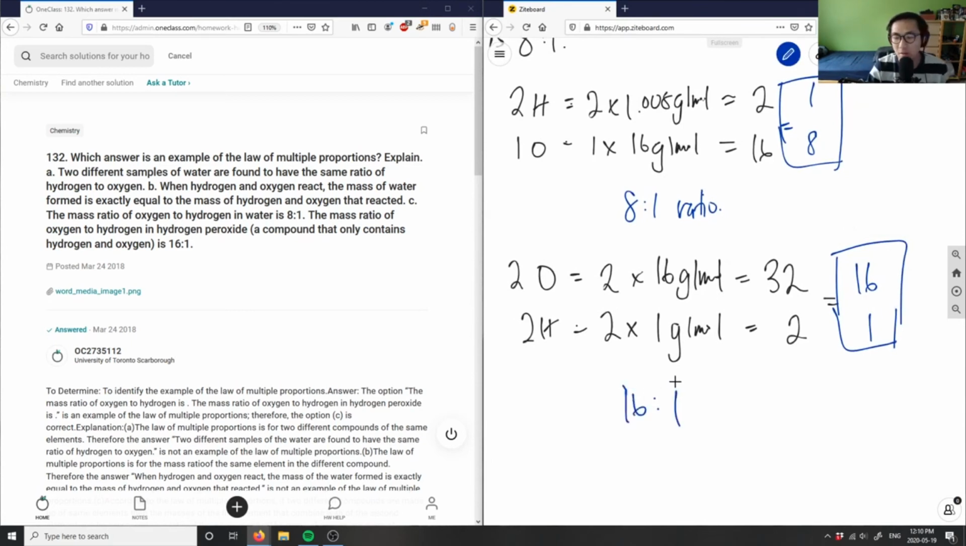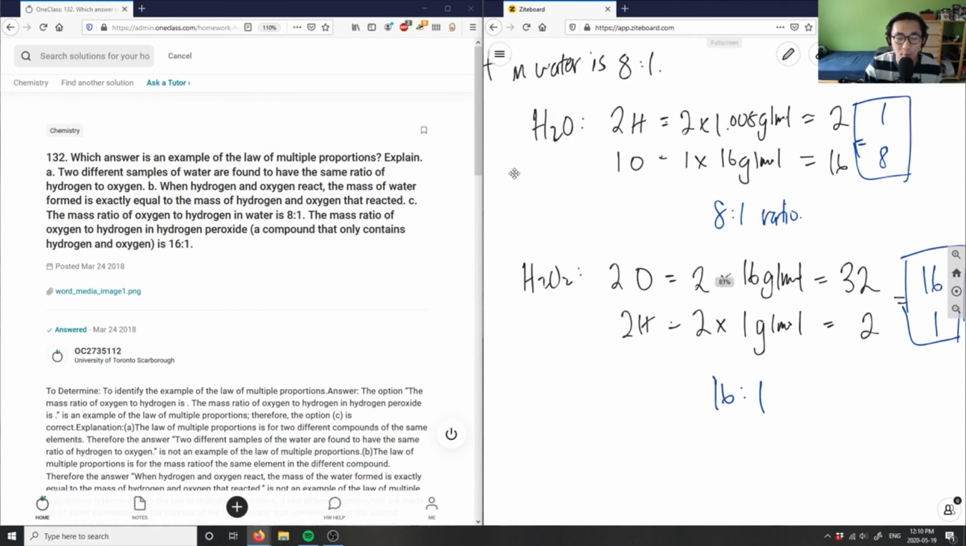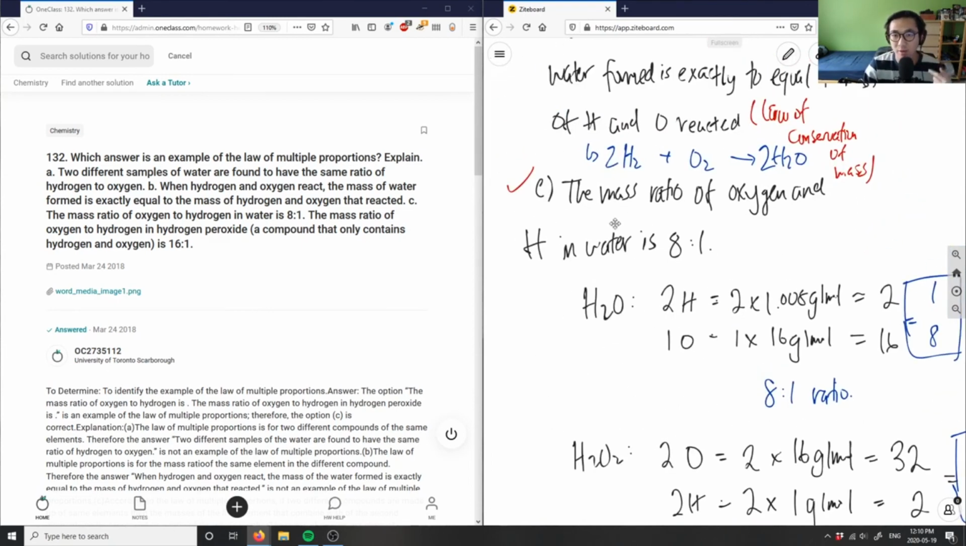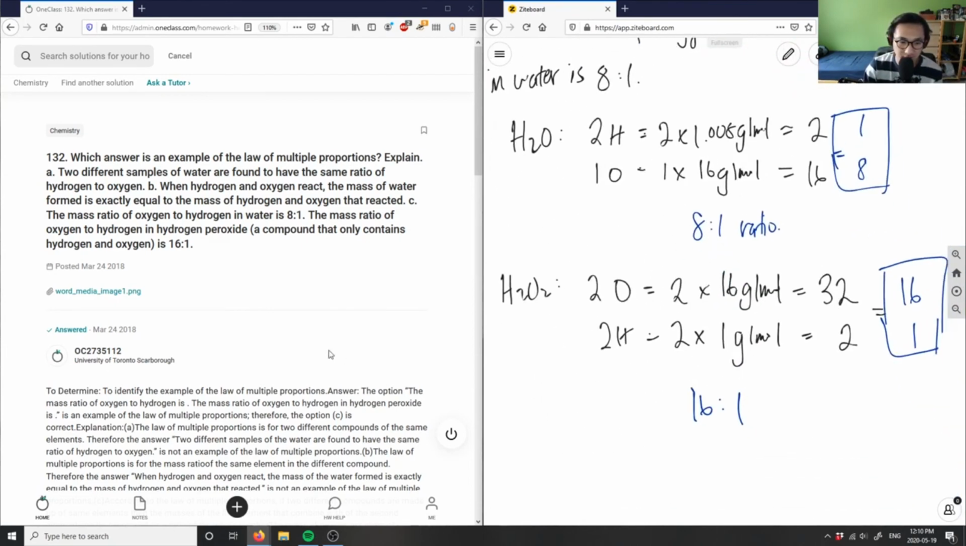Obviously there are some limitations on what small is, but in this case I have 2 elements, the same 2 elements, hydrogen and oxygen, forming more than 1 compound, right? One of them is forming water, and one of them is forming hydrogen peroxide, and they both can be expressed in a ratio of small numbers, 8:1 and 16:1. So therefore, C here is the correct answer.